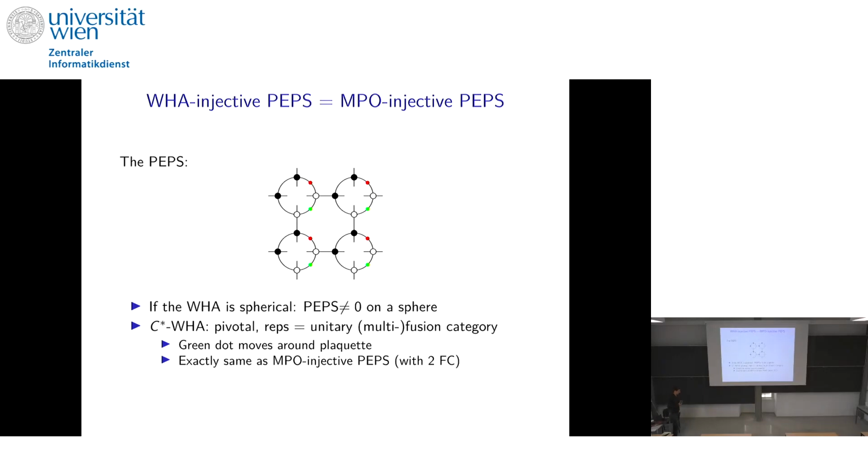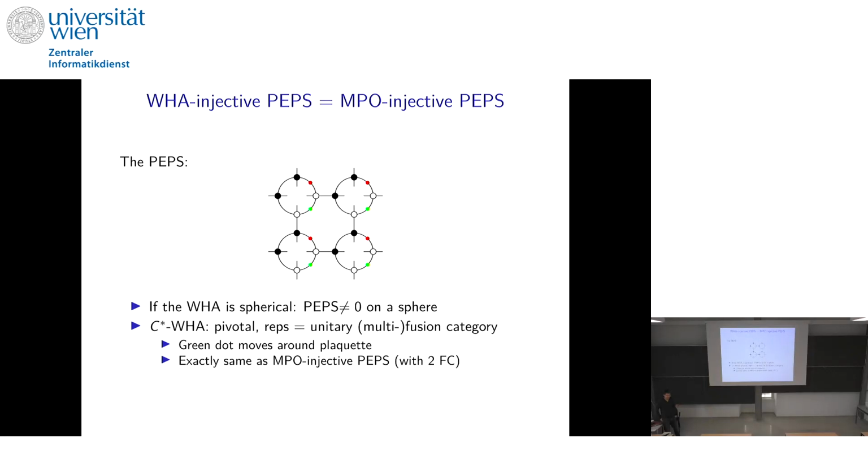If you want to talk about actual topological order, then you better take a C-star Hopf algebra, which is automatically pivotal. And the representations form actually a very special fusion category. It's a unitary fusion category. If you take a C-star VCOP algebra, then this funny thing happens that this green dot will move around this plaquette here. So it doesn't matter where you put this green dot, either you can put it here, or here, or here, or here, and you'll get the same state.